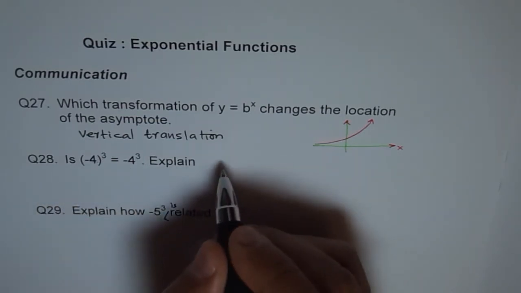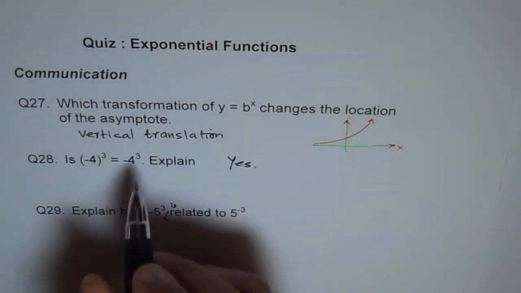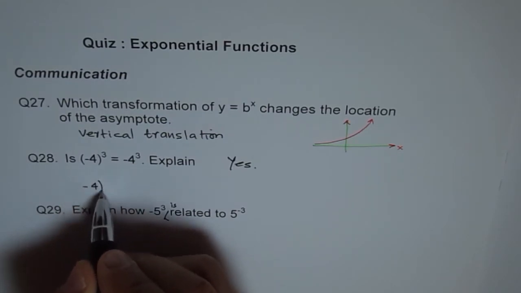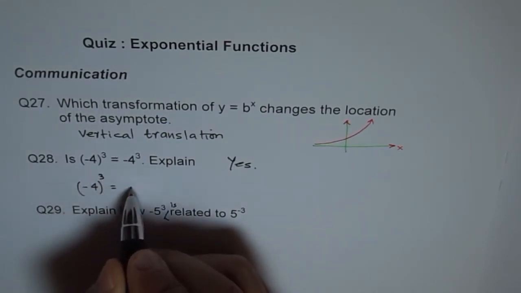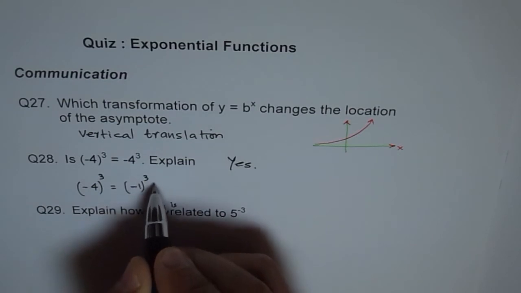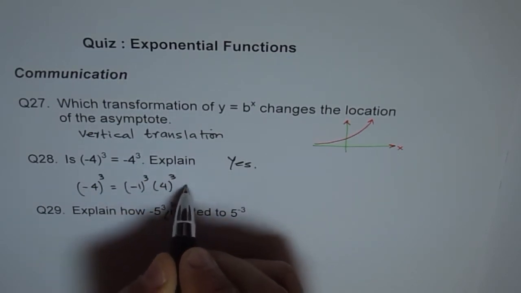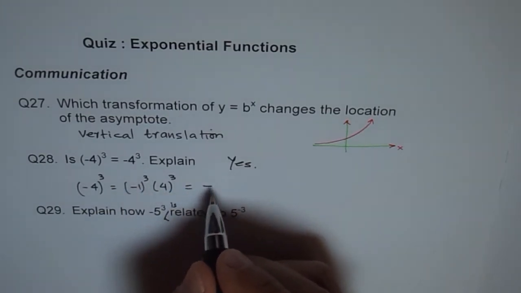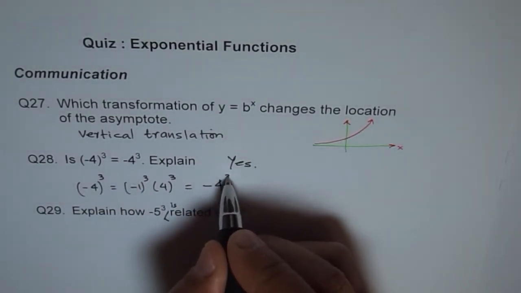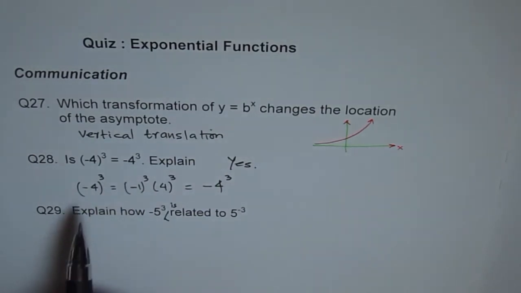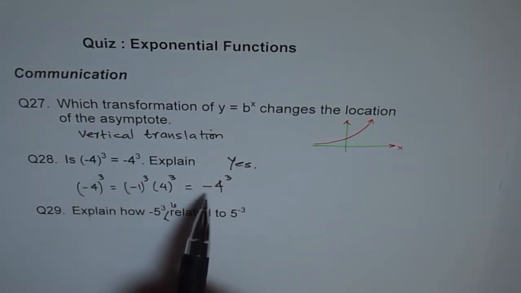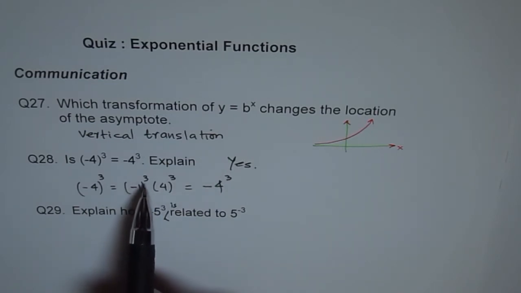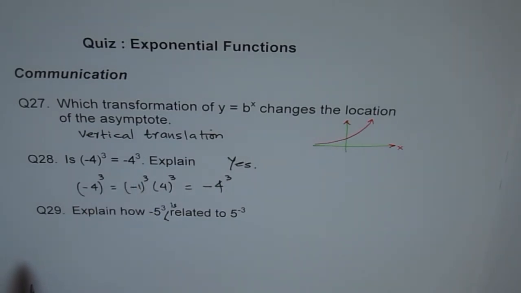Question 28. Is minus 4 to the power of 3 equal to this? Explain. Yes, it is, right? You know that. Why? The part is how to explain this. Well, minus 4 to the power of 3 could be written as minus 1 to the power of 3 times 4 to the power of 3, right? And minus 1 to the power of any odd number will give us a negative number, and this is 4 to the power of 3, and that's what we get. So minus 4 to the power of 3 is equal to minus 4 to the power of 3, correct? If this would have been an even number, then this was not true, correct?